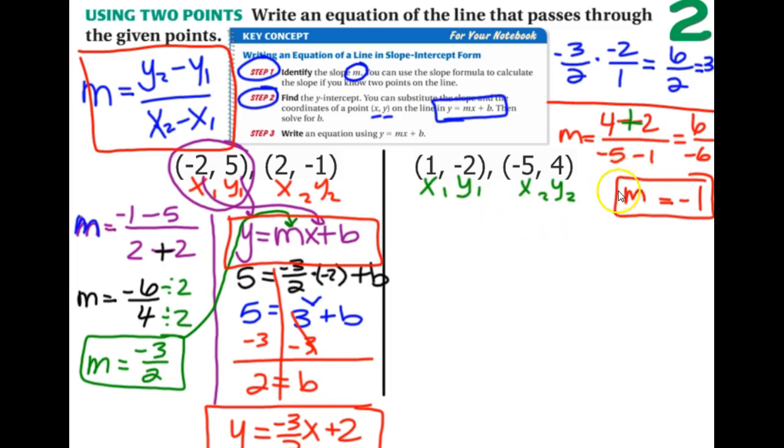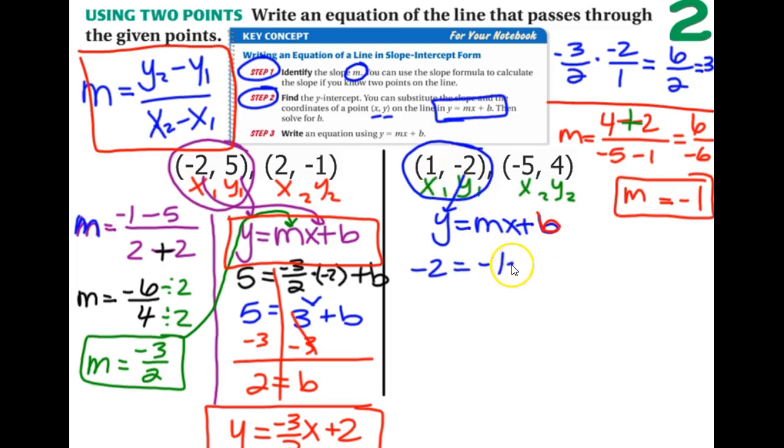So we have our slope, and now we need to plug it in to our equation y equals mx plus b to get b all by itself. So I'm going to just use the first point. If you use the second one, you'll get the same answer. So y is negative 2, m is negative 1, times x, which is 1, that's a 1, plus b.